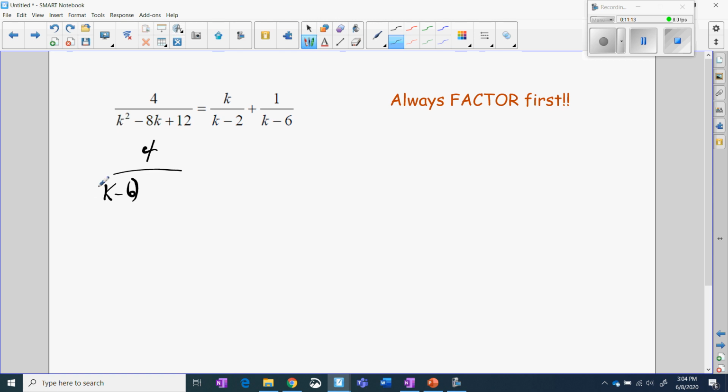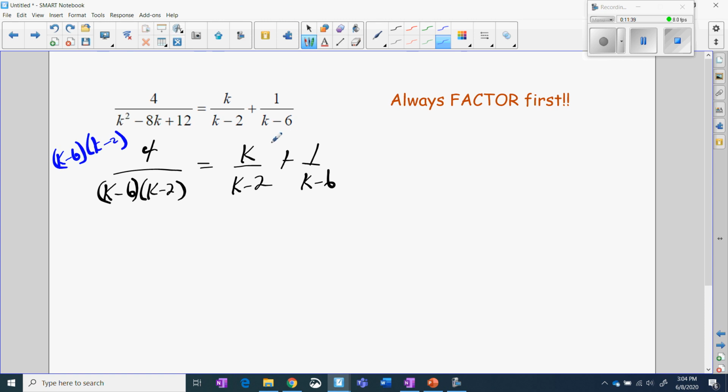See, here's what will happen. If people don't factor, they think they have to multiply by this, this, and this. Well, little do you know, look at these. These two factors here are the same as these two. So really, to fix this, all I've got to do is multiply by k minus 6, k minus 2.